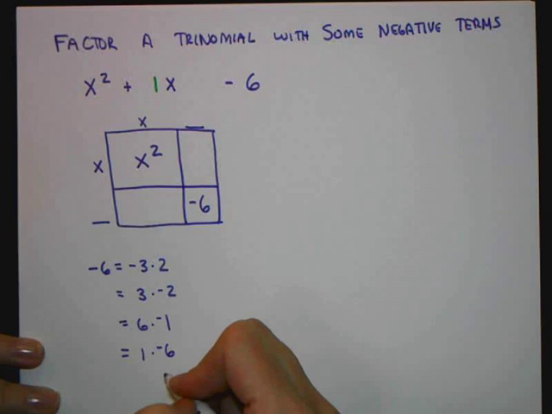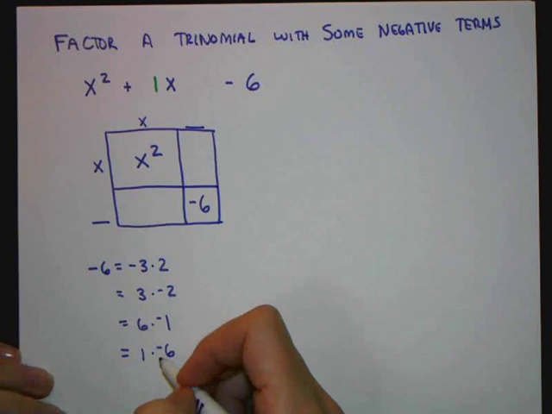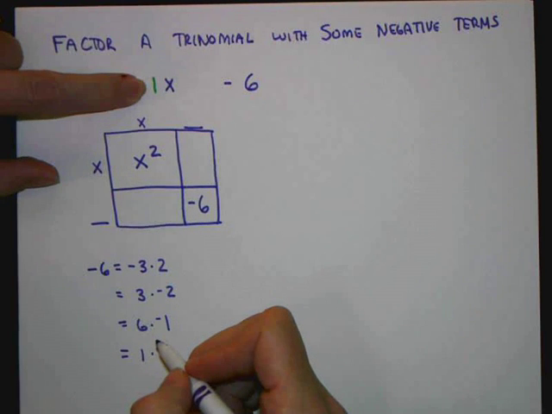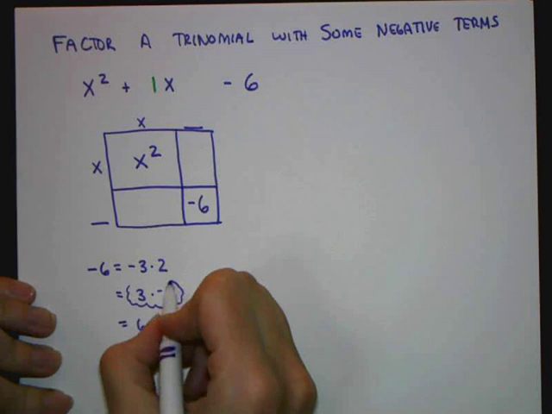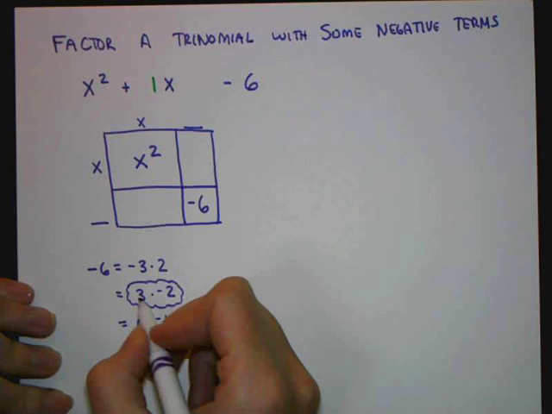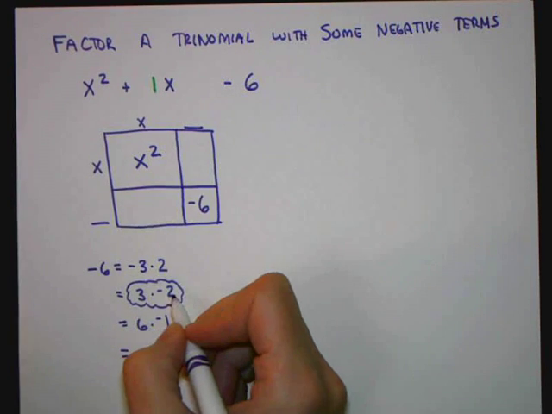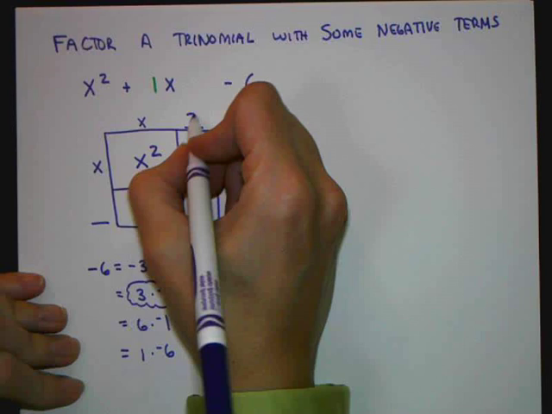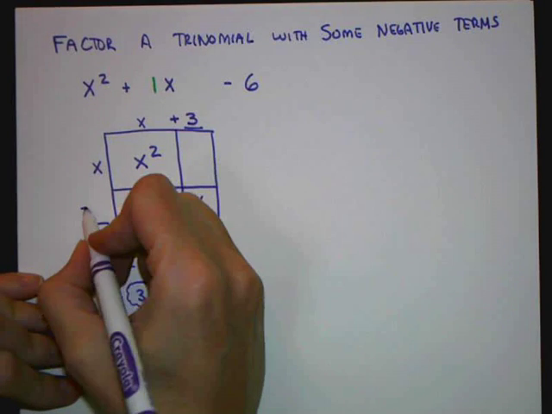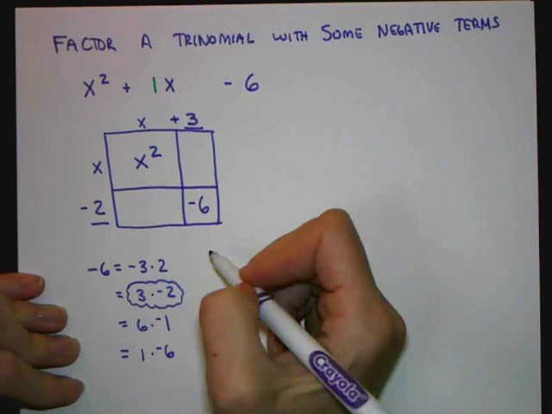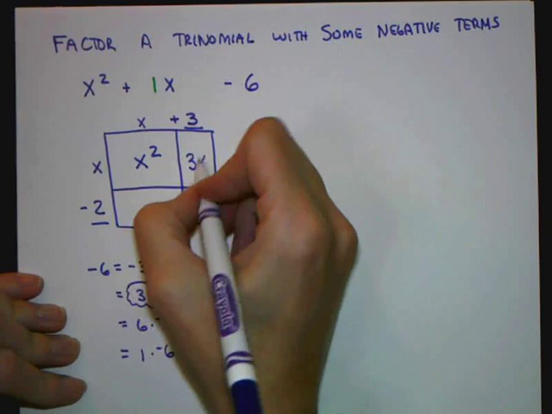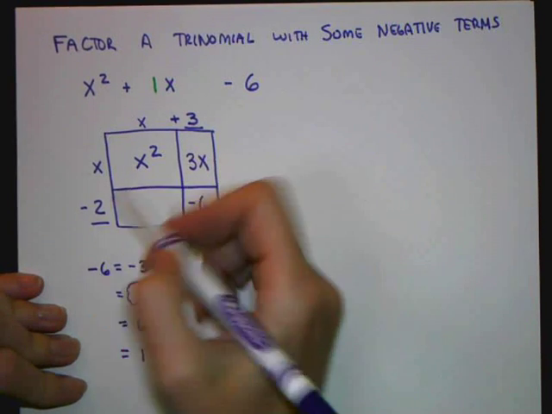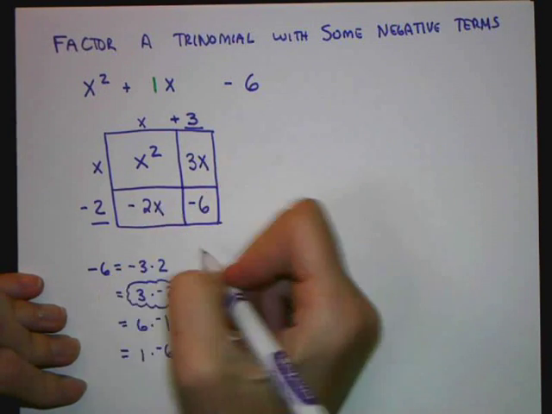And so as I look at these factor pairs, I'm going to think to myself, which factor pair looks likely to add up to this positive 1x that I'm going for? And what I notice is that this factor pair here, 3 and negative 2, add up to positive 1. So I'm going to try 3, positive 3 that is, and negative 2 as the factors of negative 6. Let's see how this worked. 3 times x gives me 3x. X times negative 2 gives me negative 2x.